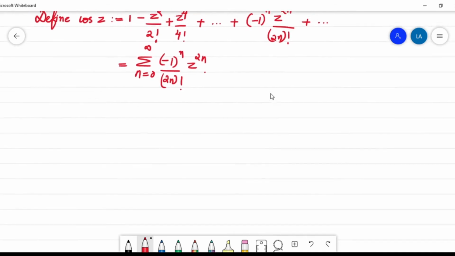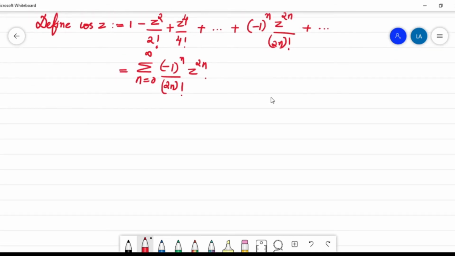Now we are going to check whether this cos z is having a radius of convergence. Radius of convergence of cos z. This is what we are going to check.